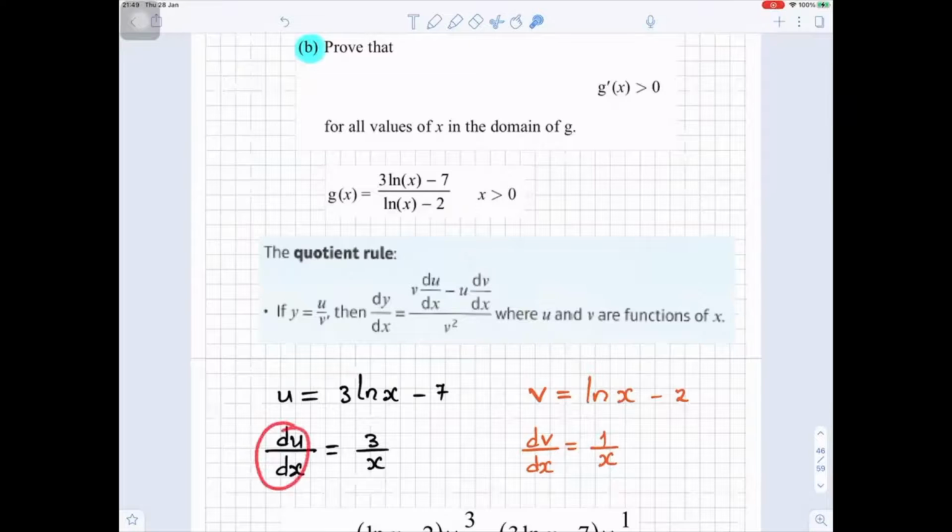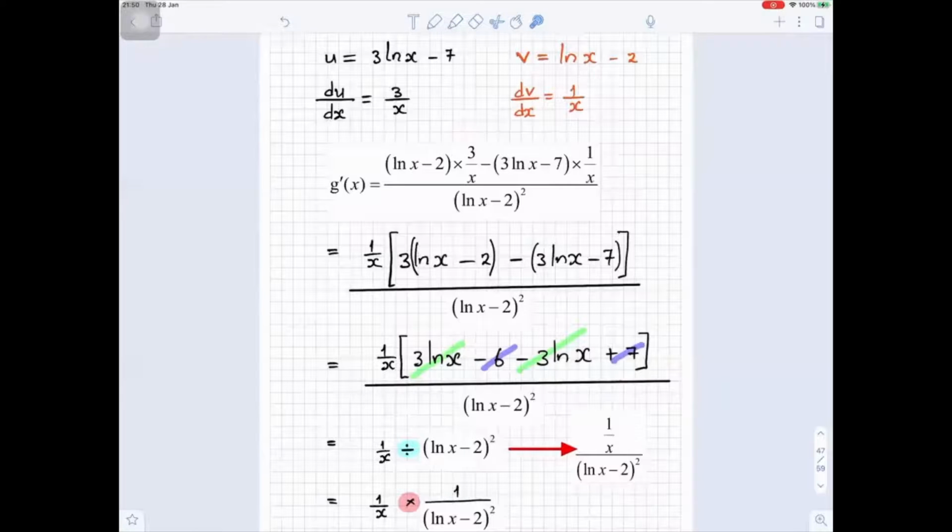Now du over dx, the 3 stays the same. Differentiate ln x, you get 1 over x. So 1 over x times 3 is 3 over x. When you differentiate ln x, you get 1 over x, and you differentiate minus 2, you get 0.